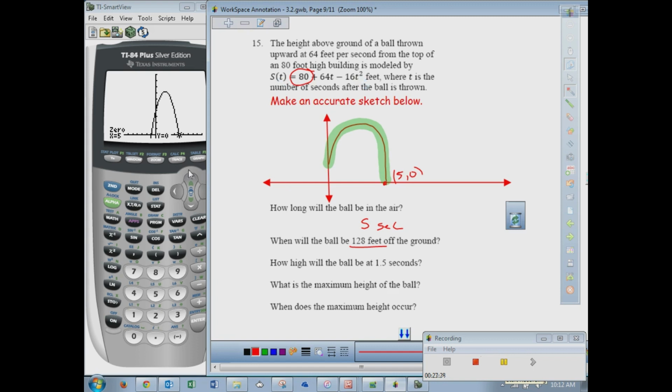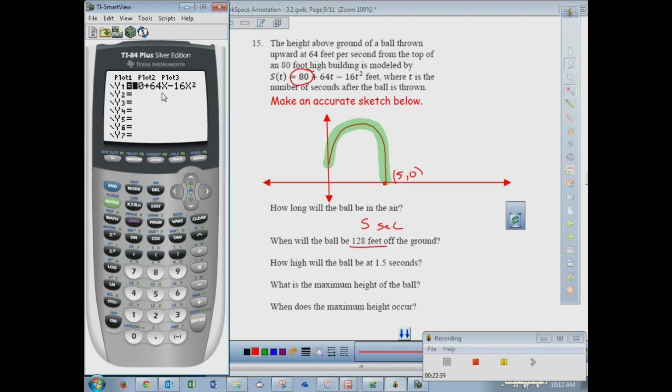We have a graphing calculator. Go back to y equals. We have this graph up here. Don't we also want to know when y equals 128? Is that the right number? 128. So type in y equals 128, and it will graph a horizontal line at 128, and it will show you how many places this ball was 128 feet off the ground. Didn't it happen twice? It happened here, and it happened here.